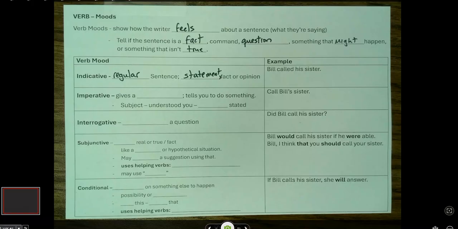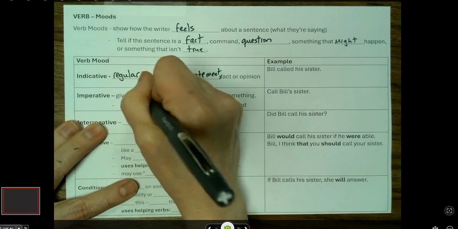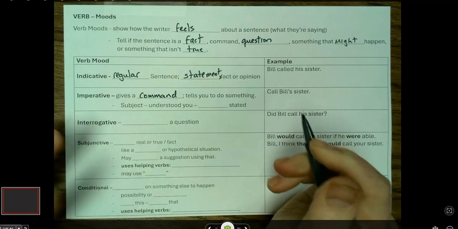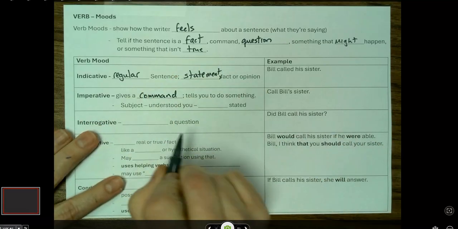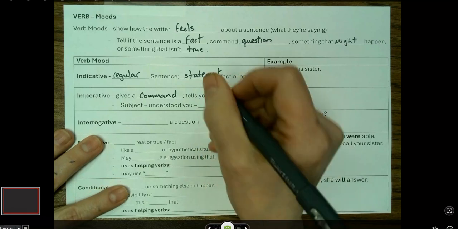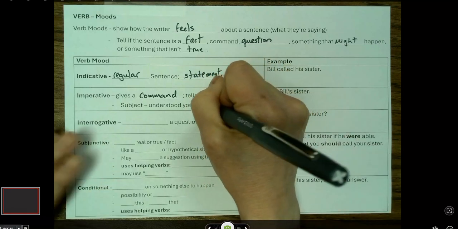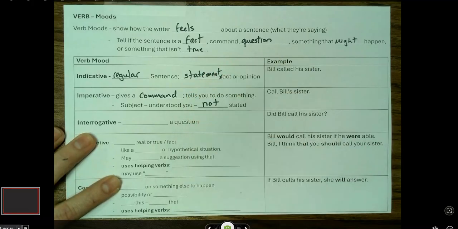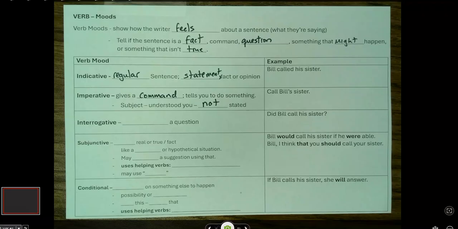All right, so the next one is imperative, and imperative is like an imperative sentence. It gives a command, and it tells you to do something. So subject, you understood. The subject is not there, and we call this you understood. So the subject is not stated, but usually someone is talking to another person and telling them to do something. Like here, call Bill's sister. So someone is telling another person to call Bill's sister.